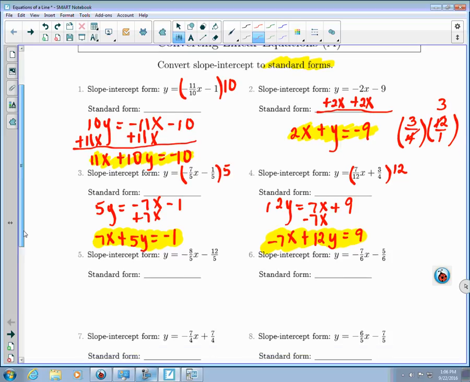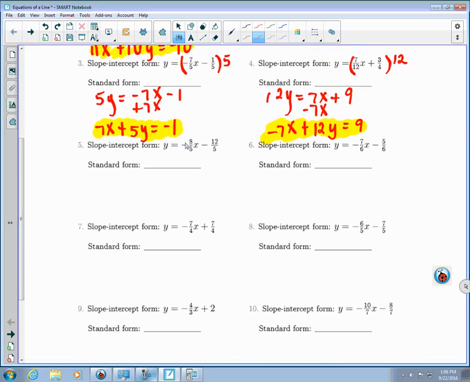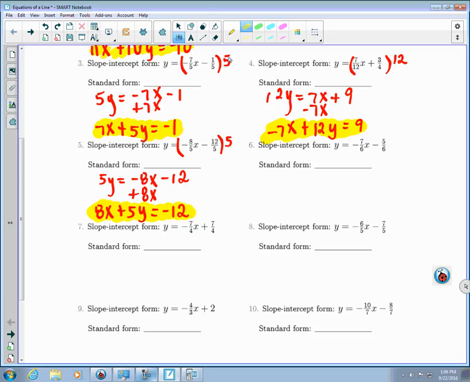Alrighty, next one. Very good. Multiply by 5. So that would be 5y equals negative 8x minus 12. And then I'm going to add 8x. I guess the ones that are not answering didn't watch the video, because this is a lot easier. All right, so now you get 8x plus 5y equals negative 12.